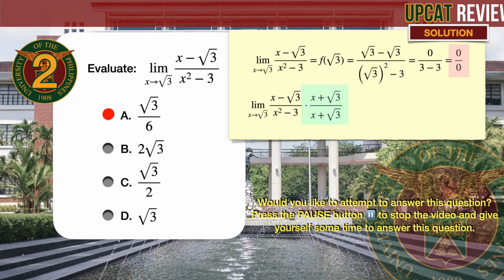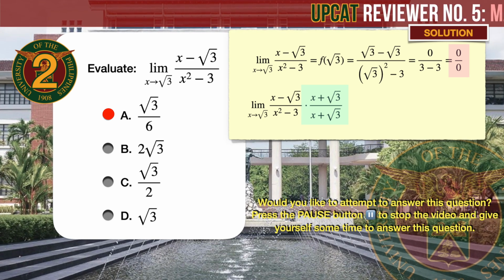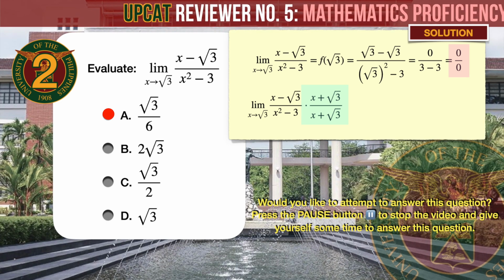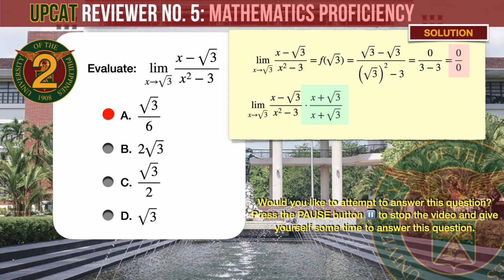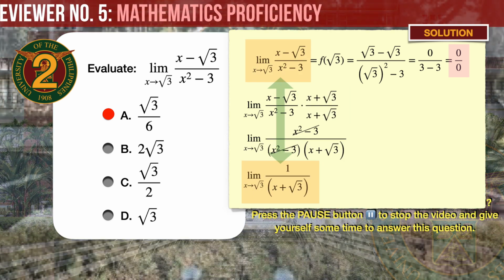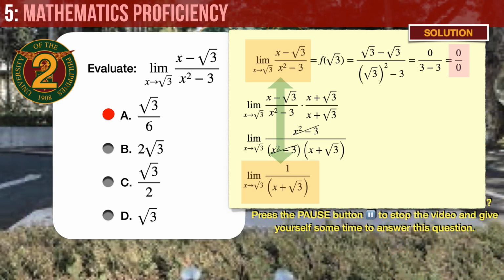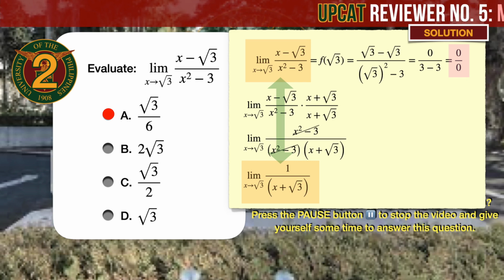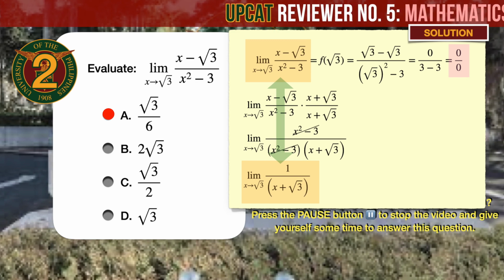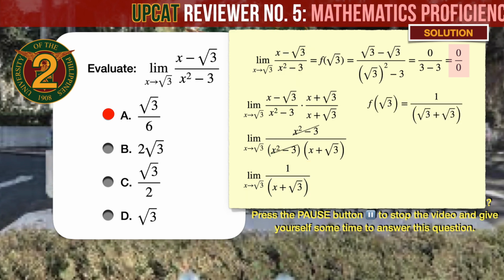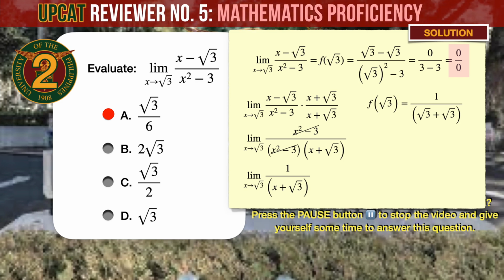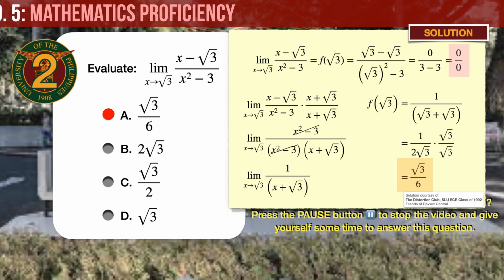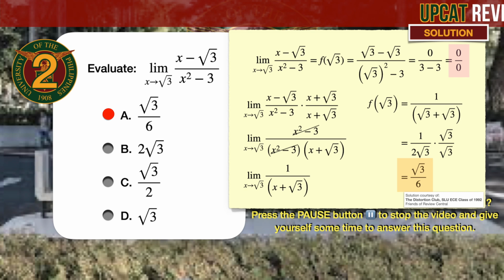Take note that we are not actually changing the expression since we essentially just multiplied it by 1, that is, the quantity x plus the square root of 3, over the quantity x plus the square root of 3, is actually just 1. Simplifying, we should arrive at an essentially still the same but now transformed limit expression. The limit expression now reads as the limit as x approaches the square root of 3 of 1 over the quantity x plus the square root of 3. We now proceed to repeat the process of replacing x with the square root of 3. This time we should end up, not with a 0 over 0 limit, but with the square root of 3 over 6, which is our correct answer in choice A.